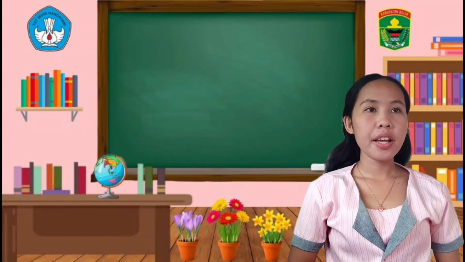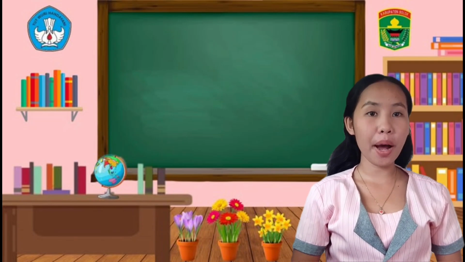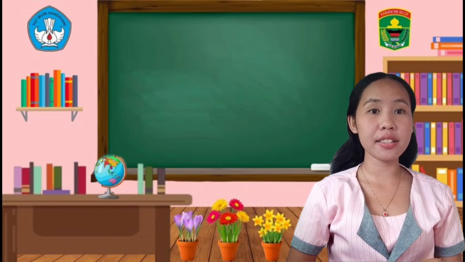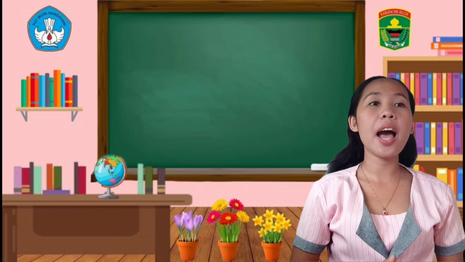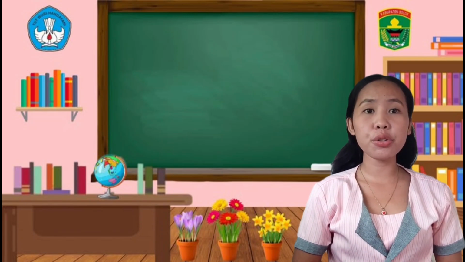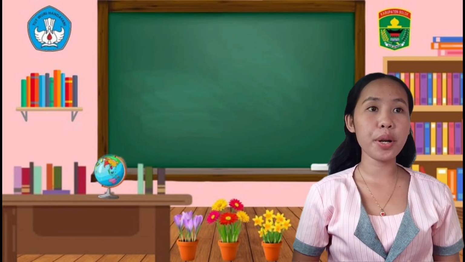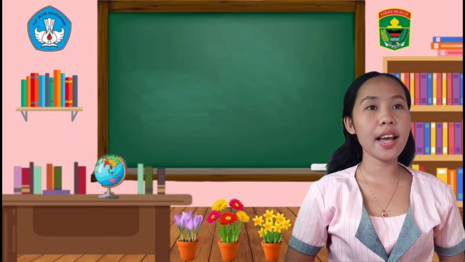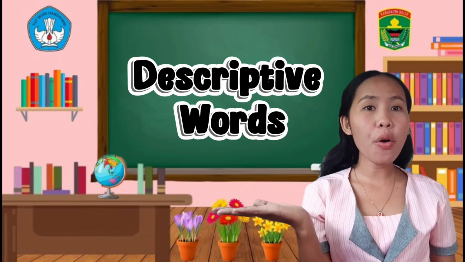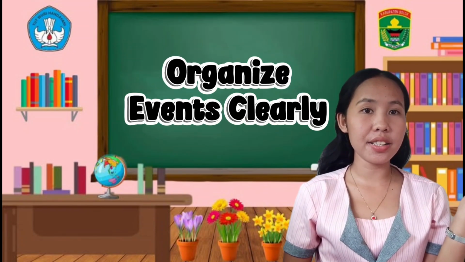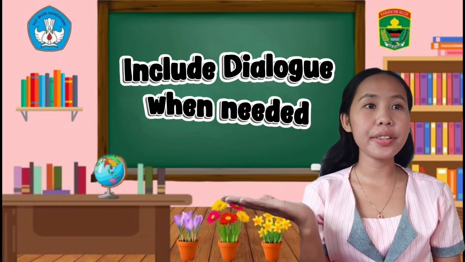For example, in the fairy tale Cinderella, Cinderella is the main character, and the setting is her home and the palace. And the conflict is how she is treated unfairly by her stepfamily. And the climax happens at the royal ball, and the resolution is when her life changes for the better. The theme teaches us kindness and hope. And when writing a narrative, remember to use descriptive words, show emotions, organize events clearly, and lastly, include dialogue when needed.